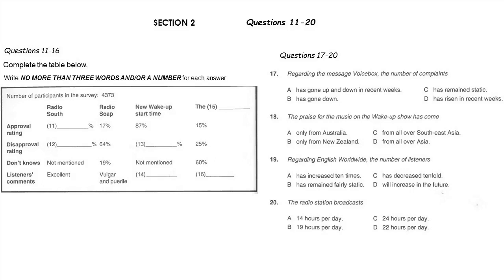Before the radio broadcast continues, look at questions 17 to 20. For these questions, there are 4 alternatives, A, B, C, and D. Decide which alternative is the most suitable answer for what you hear and circle the appropriate letter.